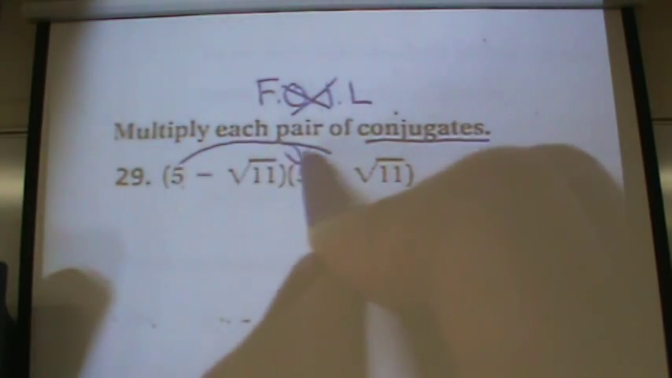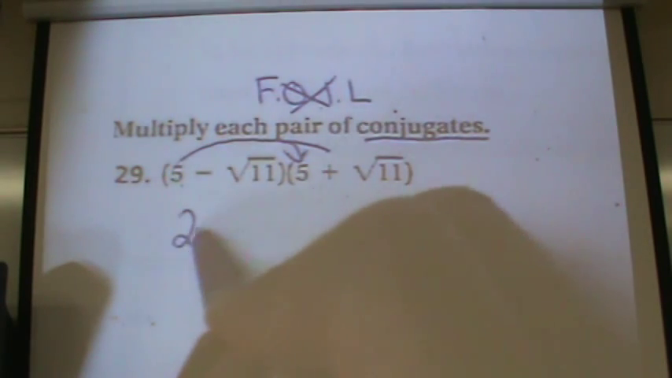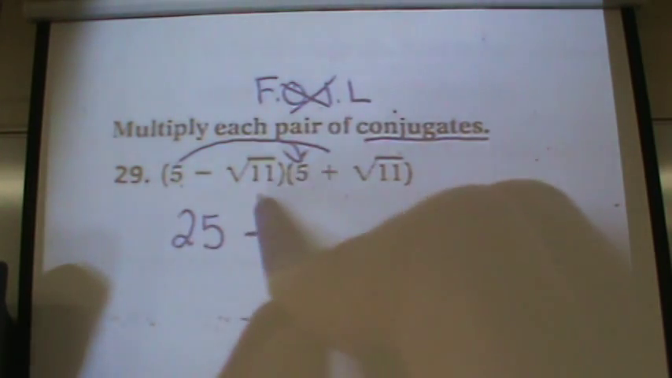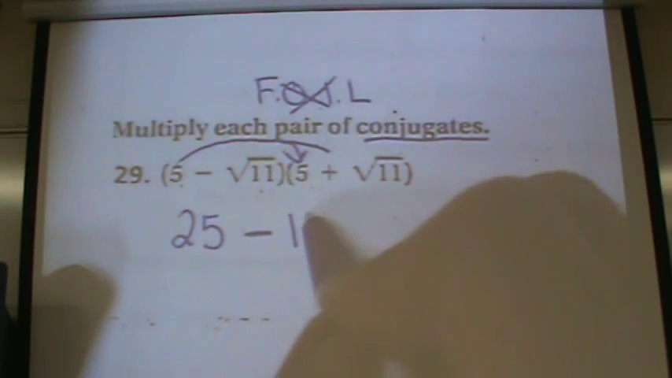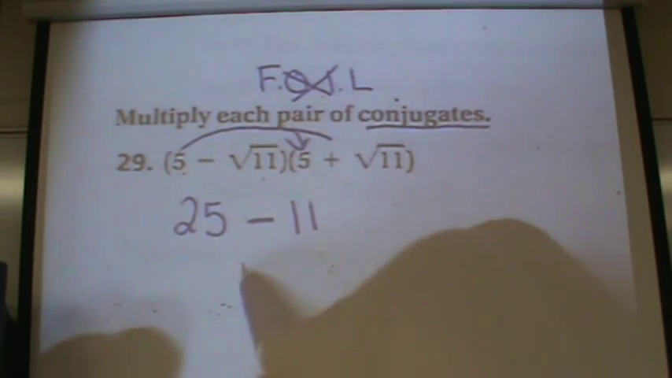Subtract. What's 5 times 5? 25. And then minus. What's root 11 times root 11? 11. What's 25 minus 11? 14.